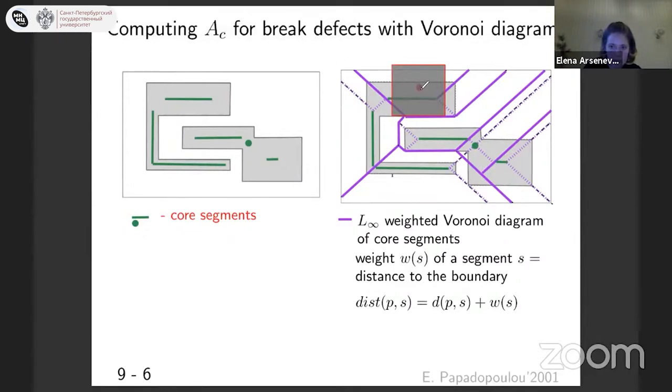I'm having my point here, and I'm asking in which region of my diagram, of my subdivision, my point lies. The answer is this one, the upper region. And I'm asking who is the owner of this region, to which site it corresponds. The answer is this site. Then I'm asking what is the distance between my point, call it P, and this site, according to my measure of the distance, the weighted distance. So it will be the distance between P and S, which is this.